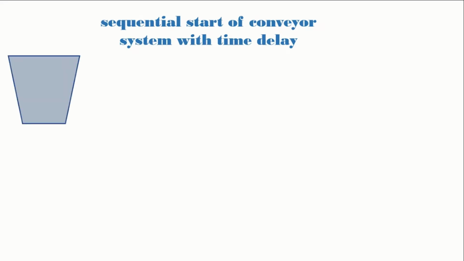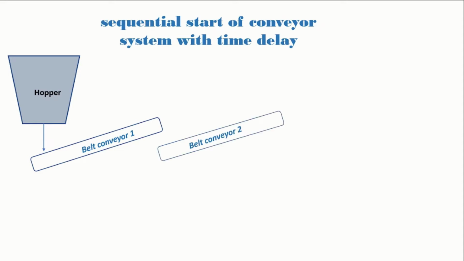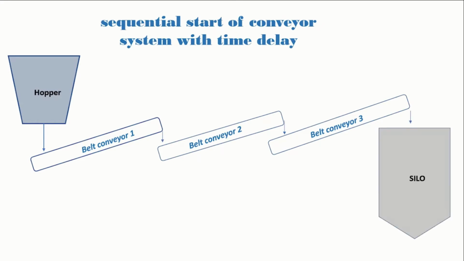We'll have a conveyor system where we'll be loading a material from a hopper. We have the hopper right here, and this hopper is going to discharge onto a conveyor belt. We have three stages of this conveyor belt. Belt conveyor 1 will be the first stage, the second stage is going to be belt conveyor 2, and the third stage is going to be belt conveyor 3. Belt conveyor 3 will finally discharge into a silo. So we have a raw material that we are going to transport into a storage silo.